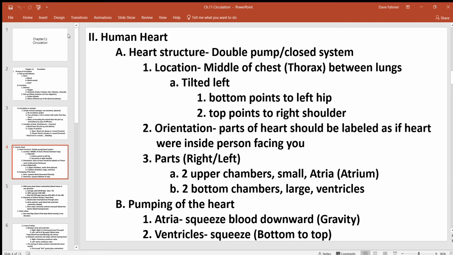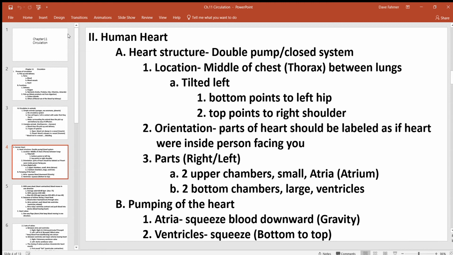Good morning, everybody. This is a discussion of Section 2, Chapter 11, the circulation. It's going to talk about the human heart today. We have talked a little bit about the heart in some of our discussions on different kinds of animals, but we're going to get into specifics on the human heart today.